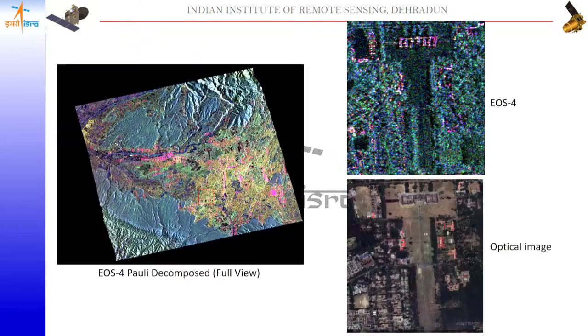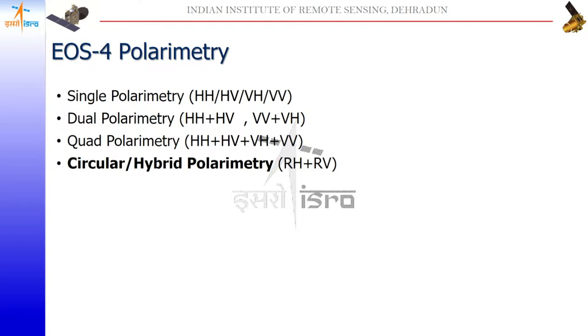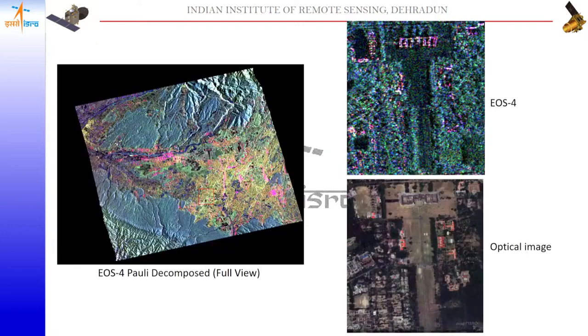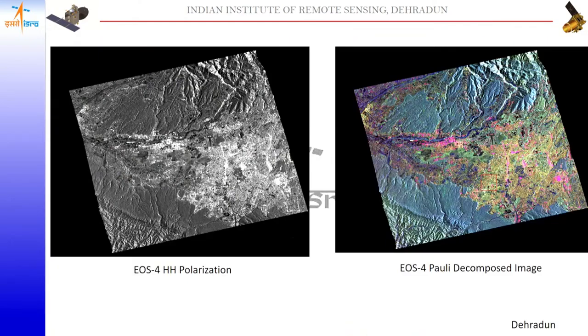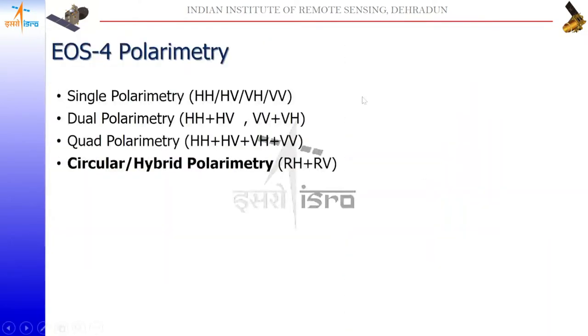Now we will go to another concept, hybrid polarimetry. EOS4 has all four combinations: it can have single polarimetry, dual polarimetry, quad polarimetry, and hybrid polarimetry. Up to this point I have told you about linear polarimetry. Linear polarimetry means there are HH, HV, VH and VV, four components available. So we have the four combinations HH, HV, VH and VV.